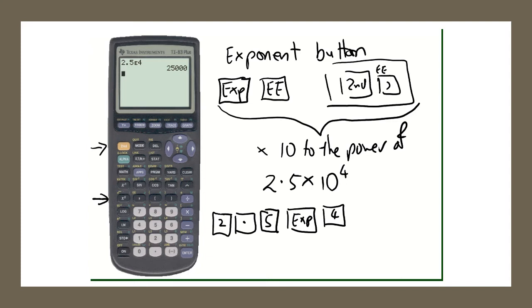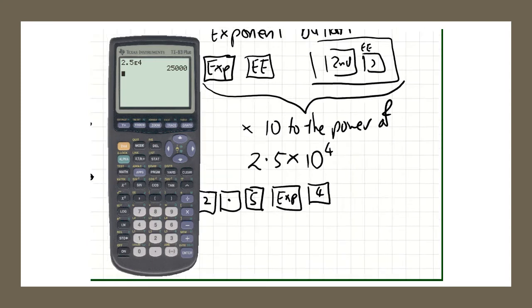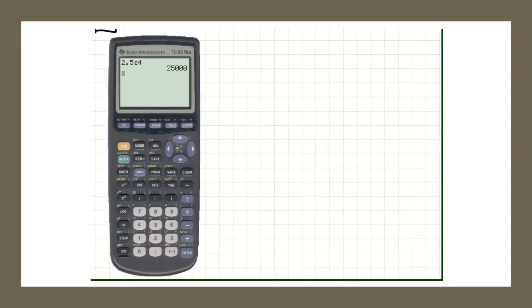So whenever you're entering scientific notation, you should be using the exponent button to take the place of the times 10 to the power of. Let me briefly explain why. Just to make it really obvious that I'm doing the wrong thing here, let's switch to red.